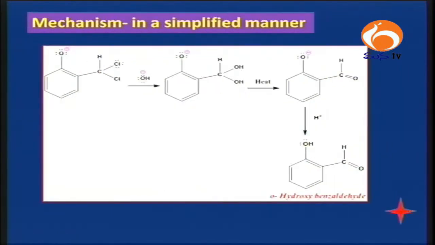This mechanism can also be represented in a simplified manner. Instead of writing all those different steps, in a simplified manner, we can assume that once the dichlorocarbene attacks the ortho position, we will obtain this particular species. In the presence of the hydroxide ion, we will obtain this dihydroxy compound, and since we know that whenever the carbon atom contains two hydroxy groups, it is highly unstable, on heating that particular compound, it will lose a water molecule and we will obtain this particular aldehyde. This on acidic workup, we can have this ortho-hydroxybenzaldehyde. Therefore, instead of writing multiple steps, in a simplified manner, we can write this mechanism also.